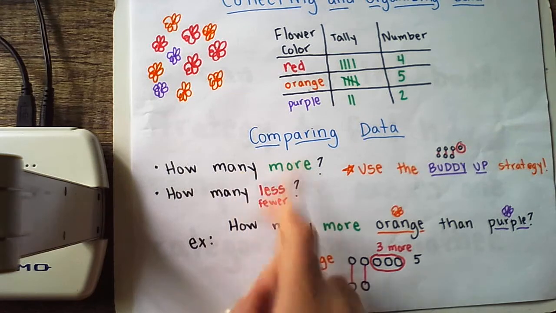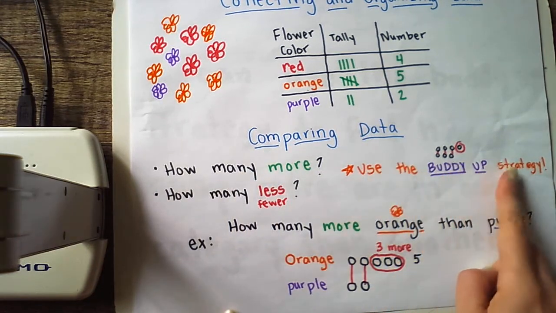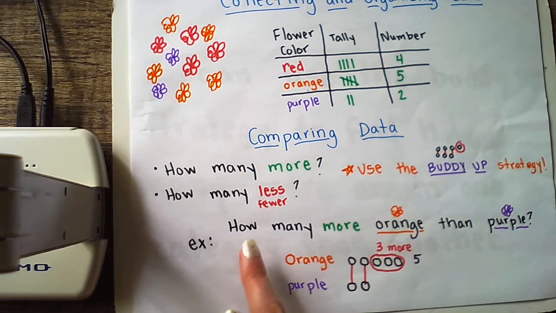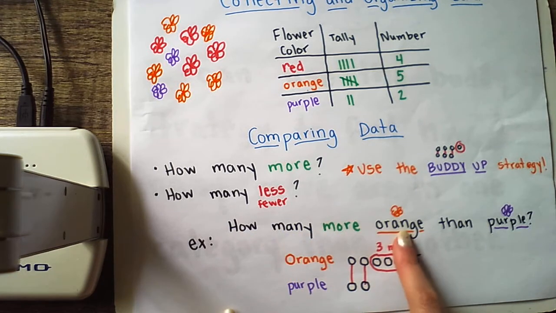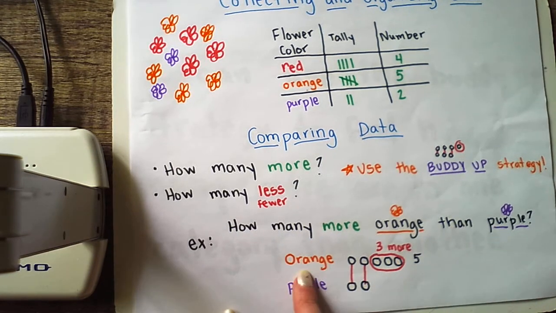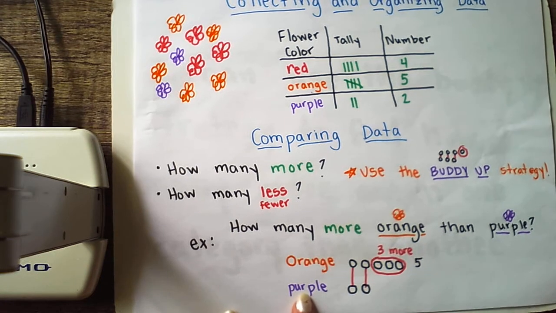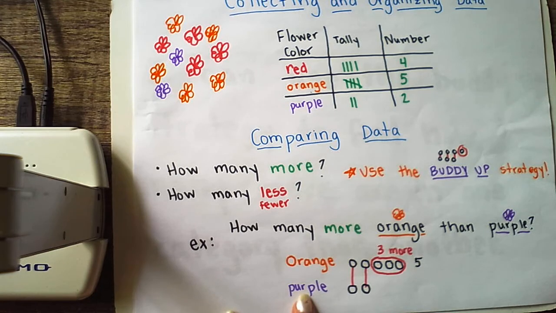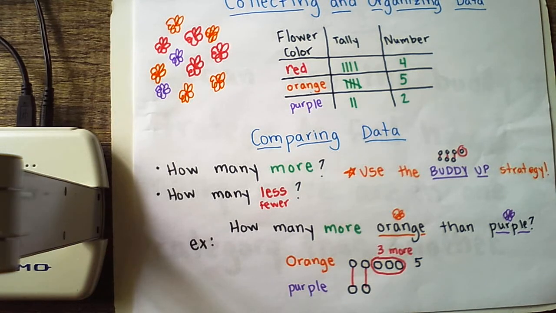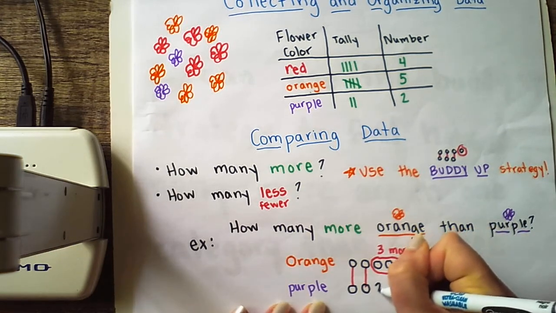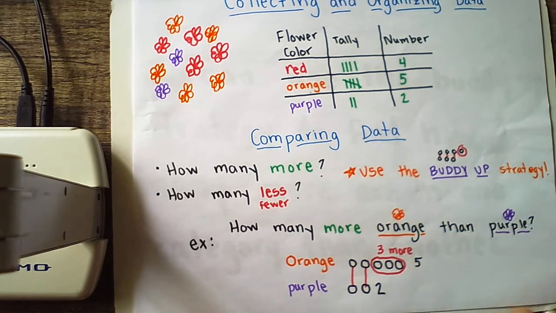If we want to know how many more, we can use the buddy up strategy. Here's what that looks like. If we were looking for how many more orange flowers there are than purple, we're first going to label our category. We're going to draw circles to match the number that are in that category, and do the same for the category we are comparing. Once we have drawn those circles, do you notice a mistake? Did I label how many purple flowers there are? Silly Miss Burns, there we go.